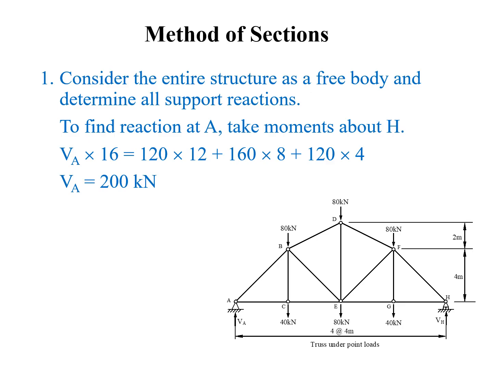The horizontal reaction force at joint A is the force only acting in the horizontal direction, so it must be zero. By considering equilibrium of forces in the vertical direction and the equilibrium of the moments acting about joint H, we can figure out that VA is equal to 200 kilonewtons.